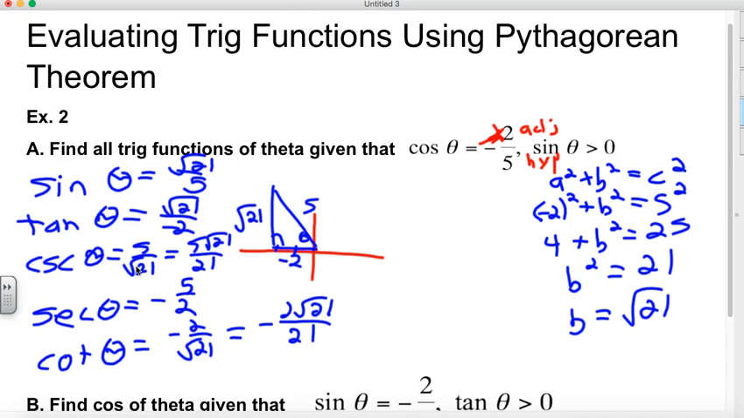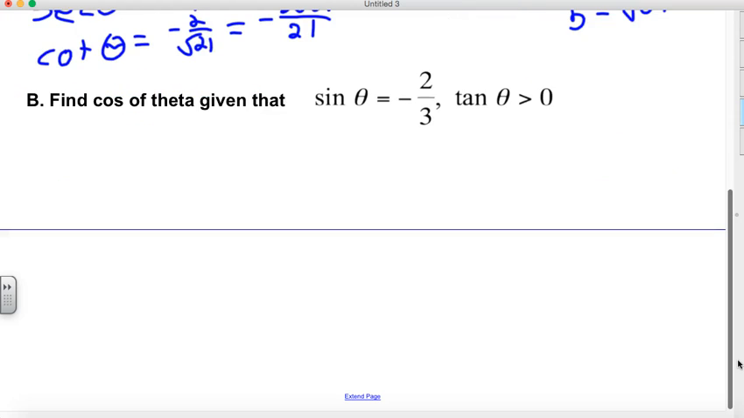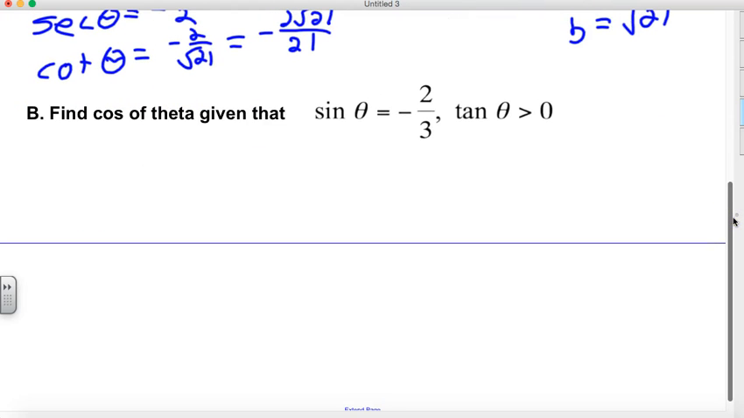Are there arc secants? There are arc secants and cosecants. You don't use those a whole lot, and we're not going to get into them much here. All right, do you want to see another one of those? Okay.